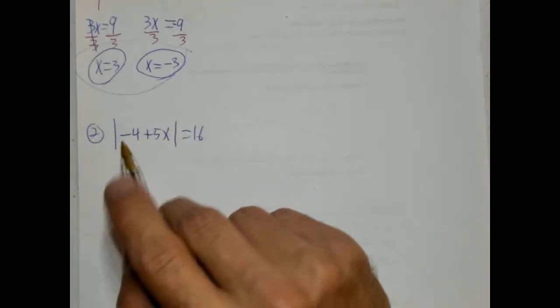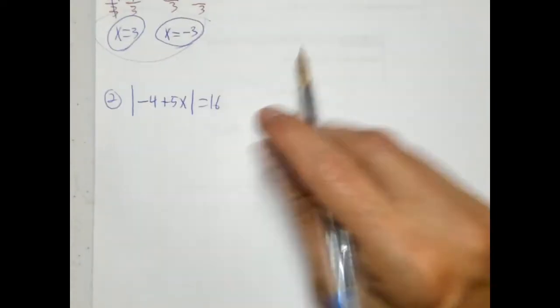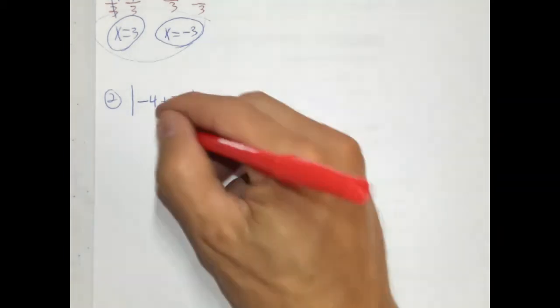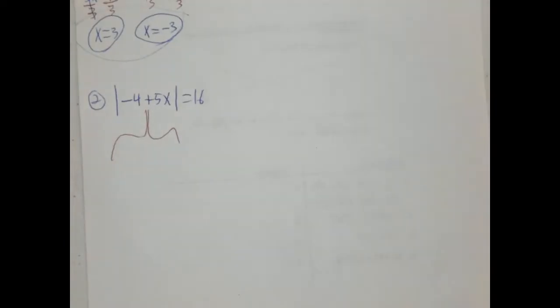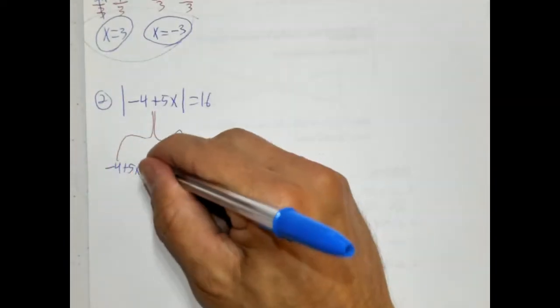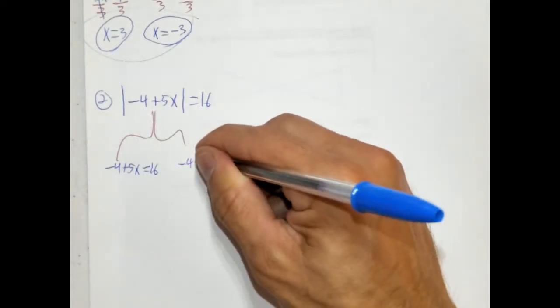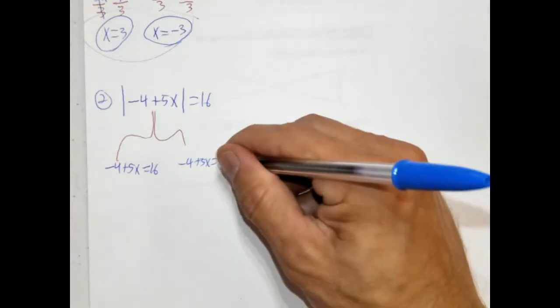So we have the absolute value of negative 4 plus 5x is equal to 16. Now we're going to solve this the exact same way. There's nothing on the outside of the absolute values here, so we're ready to go ahead and split this. And we're going to have negative 4 plus 5x is equal to 16. And again, we'll write again, negative 4 plus 5x is equal to now negative 16.